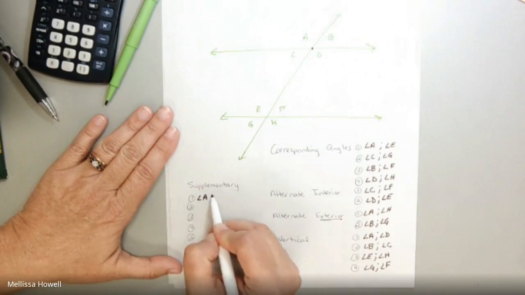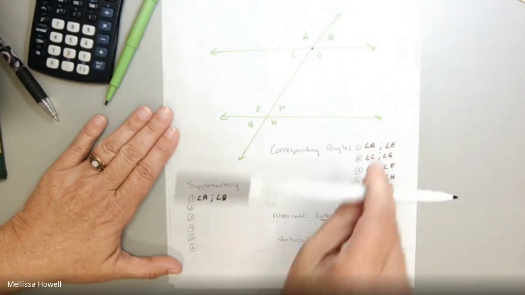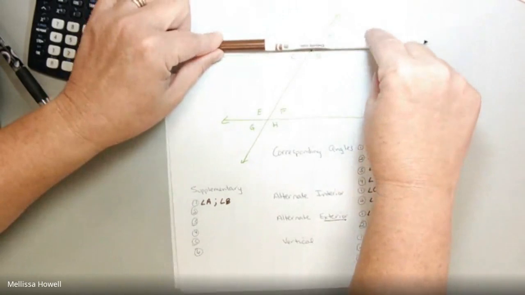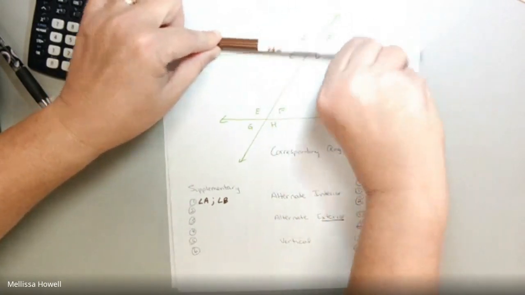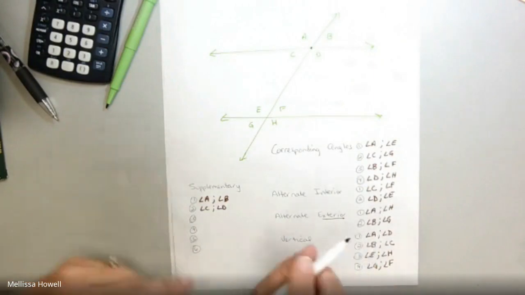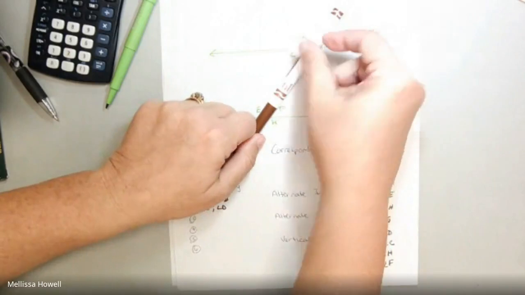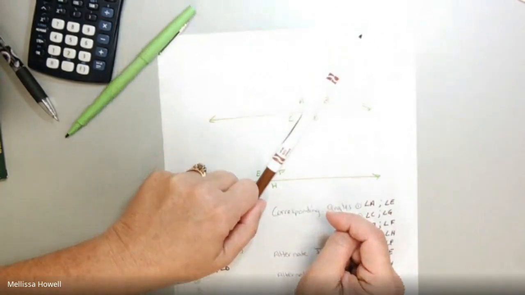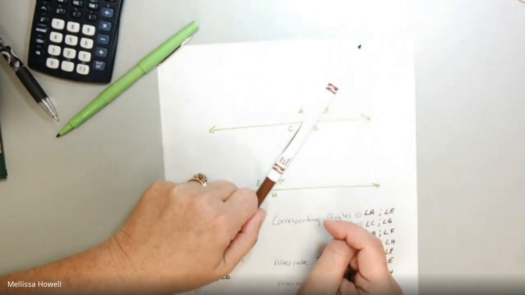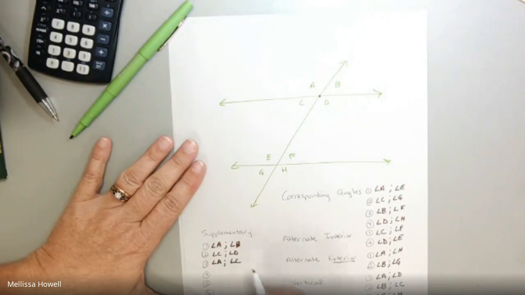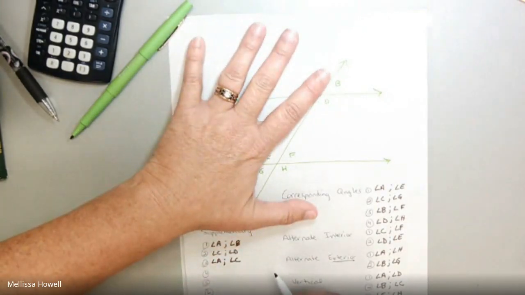Angle A is supplementary to angle B. They make a line, A and B. So then C and D also make a line. Notice angle A and C make a line. My thing looks like you might be getting a little bit of a glare on that. Angle A and angle C make a line. And then angle B and angle D.